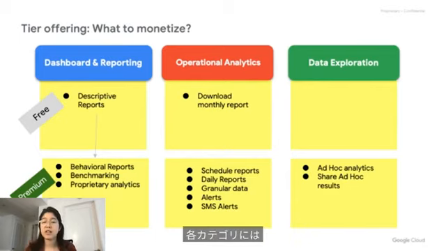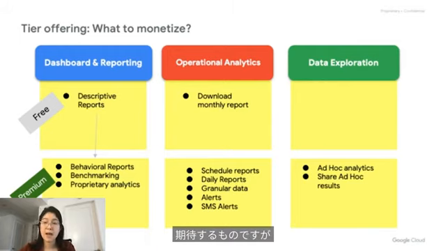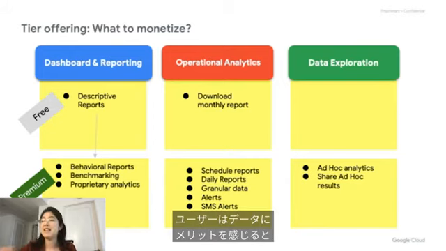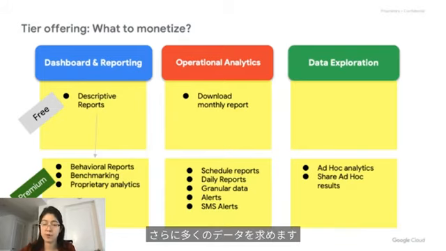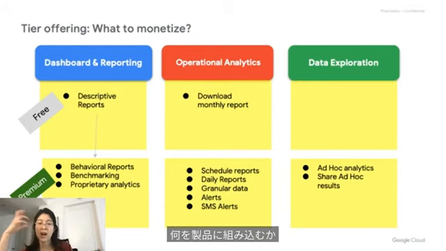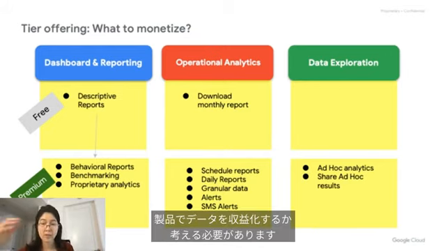In each of those different categories, there can be a free version and a premium version. Free is what your customers are going to expect, but then that turns into a premium version. Like you heard before, once people get a taste of data, they continue to ask for more. So within dashboards and reporting, here are ways to think about how to break up what to put in your product versus how to monetize the data in your product.